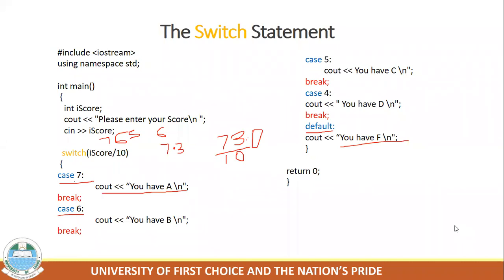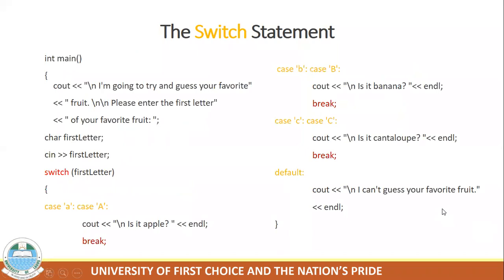All right. So let's move on. Let's look at another example of this switch statement. Let's say I want to guess your favorite fruit. Please enter the first letter of your favorite fruit. So you input the first letter of your favorite fruit. Let's say my favorite fruit is apple.